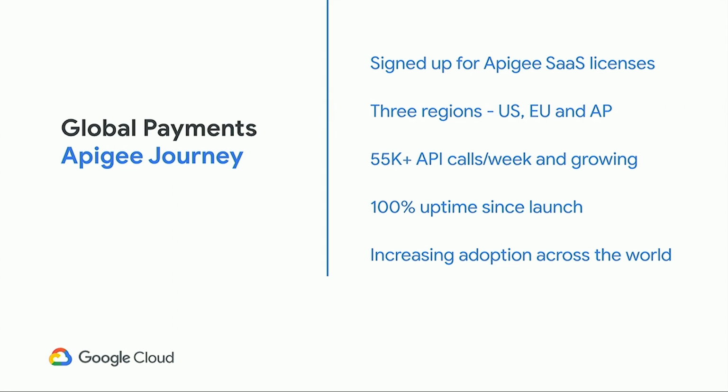55,000 calls in production weekly, and it's growing. This is, remember, we are one year in. We had the development, QA, certification, production. We have a bunch of APIs already running in production, and the volume is growing as we speak. We had 100% uptime since we launched, no downtime. And again, increasing adoption across the world, meaning with this geo capability or global presence of the gateway, we now can accept transactions from all the corners of the world.